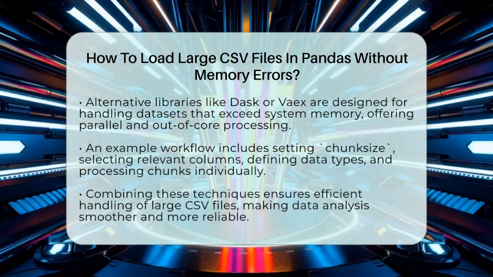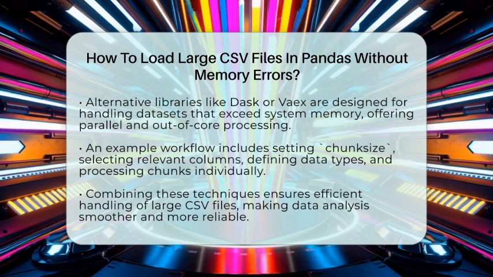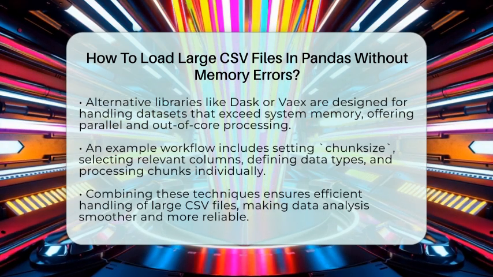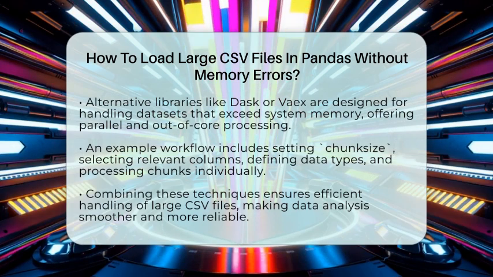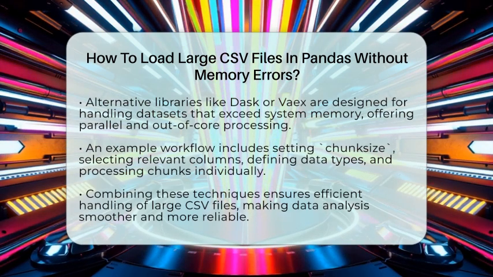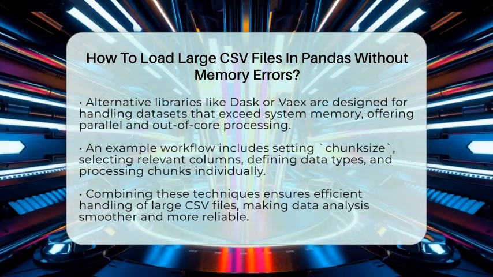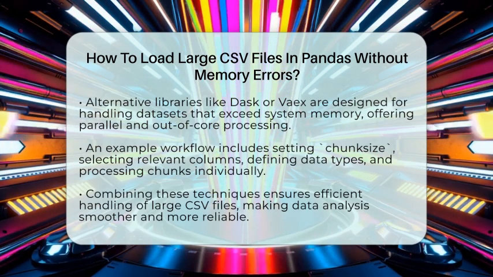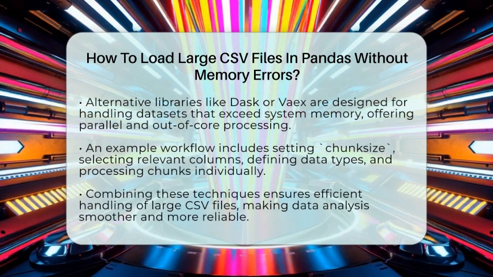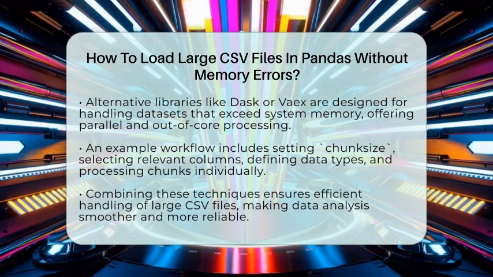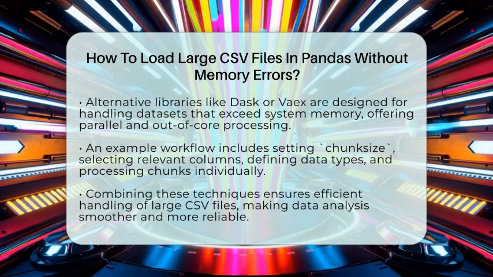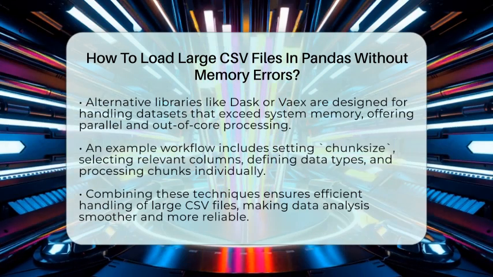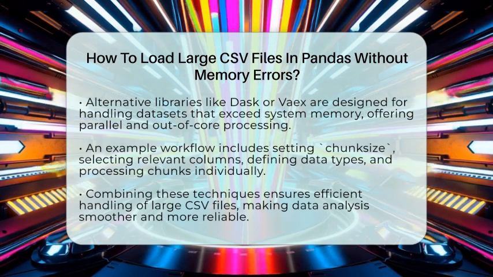Here is an example of how you might load a big CSV file in chunks. You set the chunk size to 10,000, specify only the columns you need, and define data types to keep memory use low. Then, you process each chunk separately, like printing the first few rows or doing calculations. This approach keeps your program running smoothly without running into memory errors.